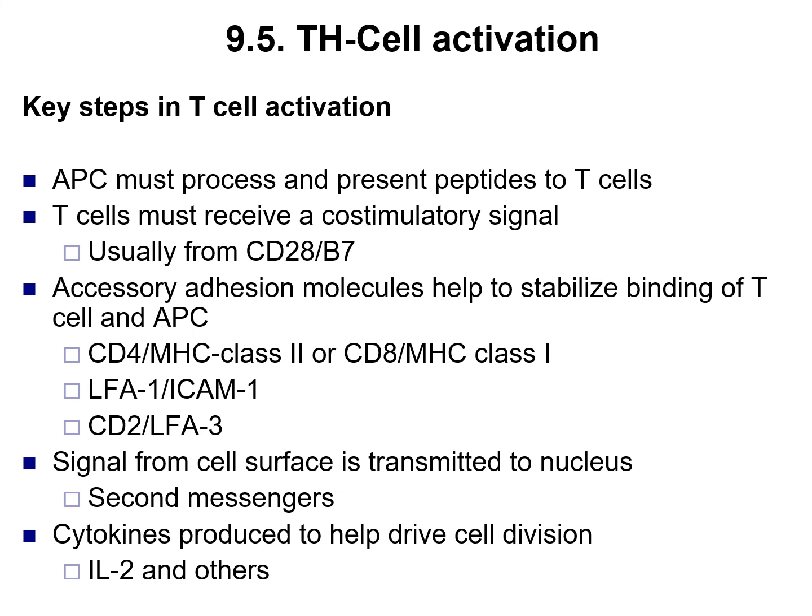The signal that comes from the cell surface will then go to the nucleus and there will be production of second messengers, which are also cytokines. They will help in cell division. It will help in the production of more T cells. An example of this would be interleukins 1, 2, not only 2.